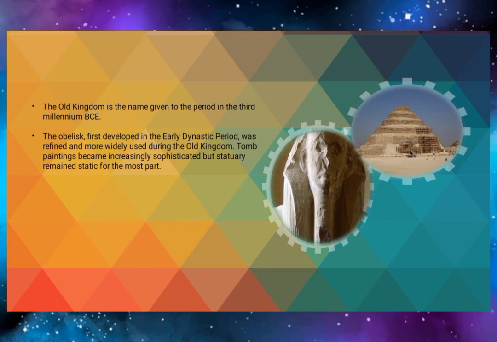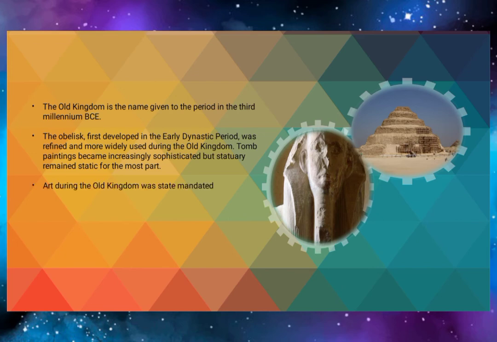Then, the obelisk, first developed in the early dynastic period, was refined and more widely used during the Old Kingdom. Tomb paintings became increasingly sophisticated, but statuary remained static for the most part.